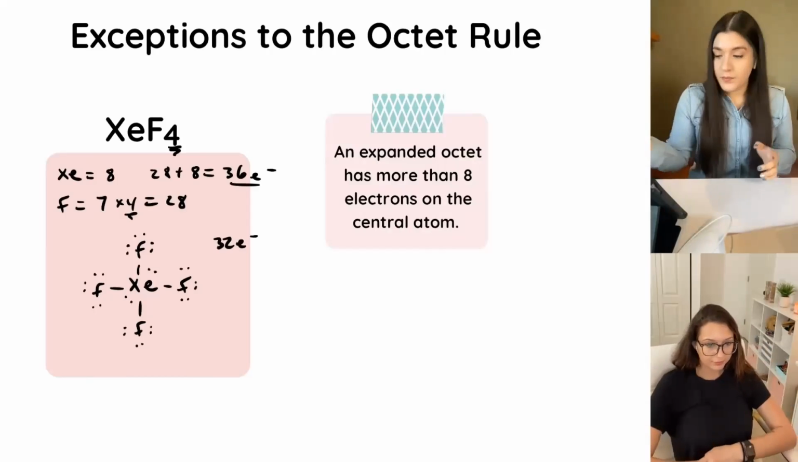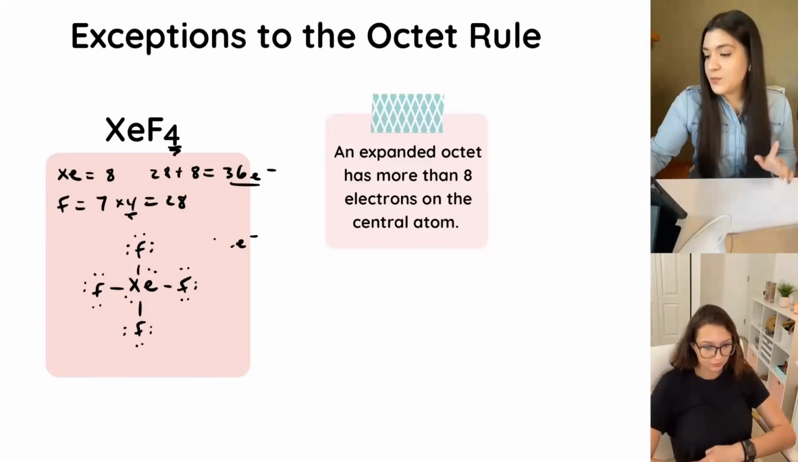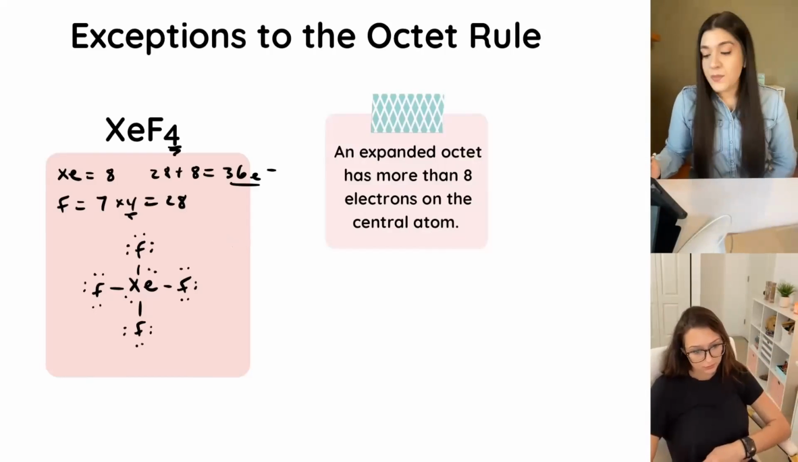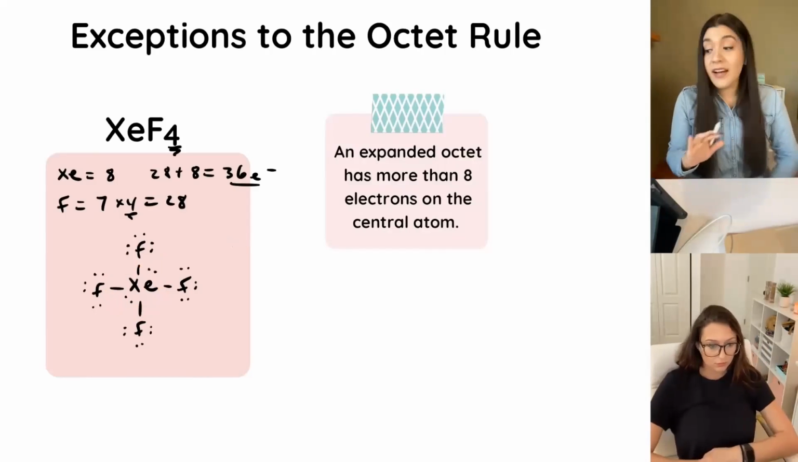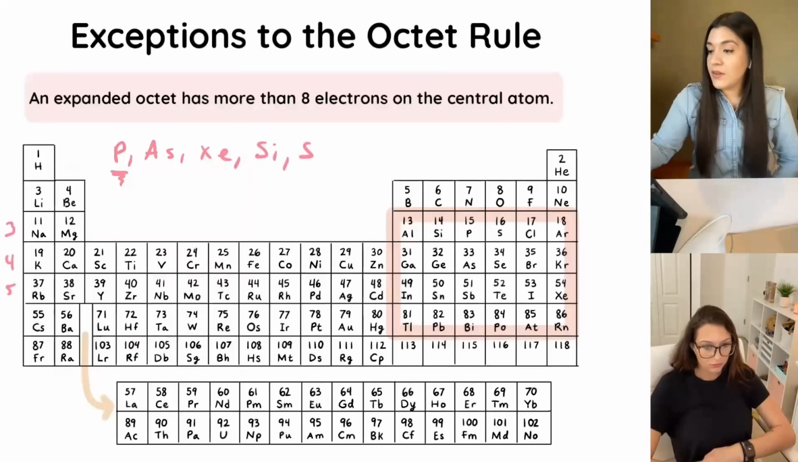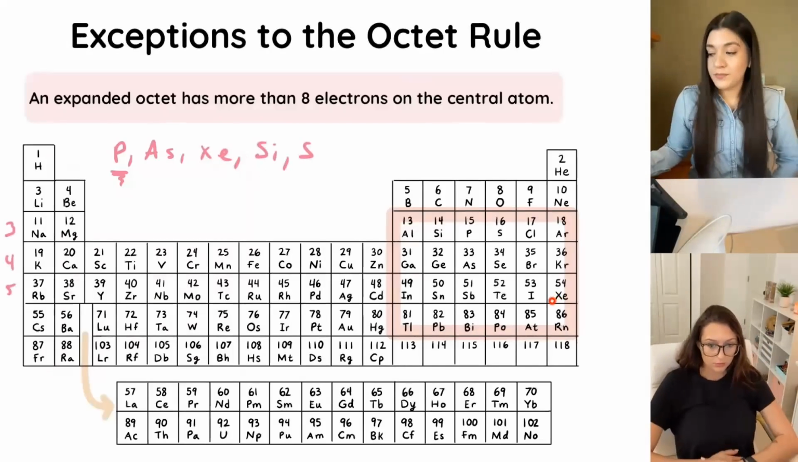Okay. And that's how, in this case, we do have 36. We will see that this is going to be an expanded octet because this has 2, 4, 6, 8, 10, and then 12. So this actually has 12 valence electrons surrounding it, but that's completely fine because it is part of the exception right here.